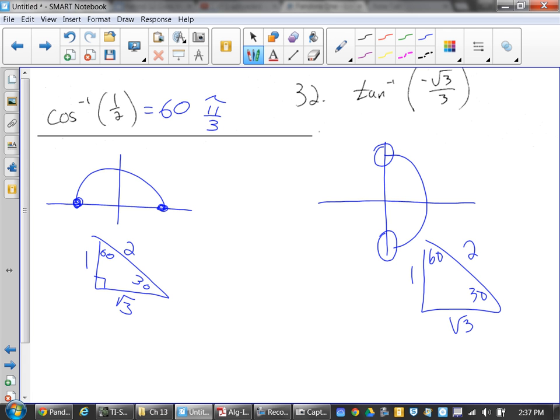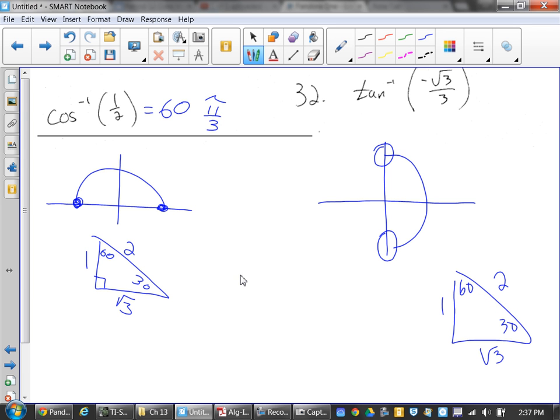To give you a tangent value of √3 over 3, which one of those would it have to be? 30, because it's 1 over √3. But it's negative, so that means it's got to be a negative 30 degrees. So this is the opposite, the -1, and then your adjacent's the √3. So your answer is negative 30 degrees, or negative pi over 6.